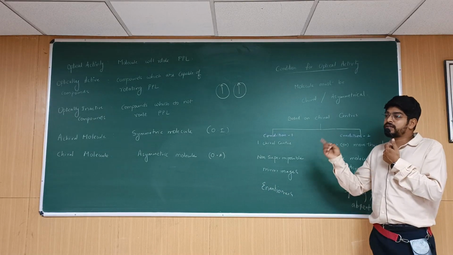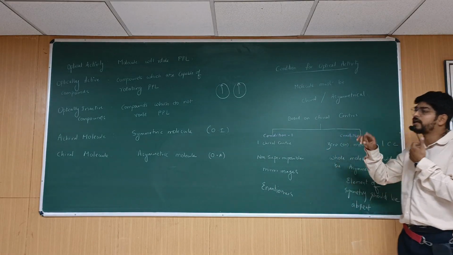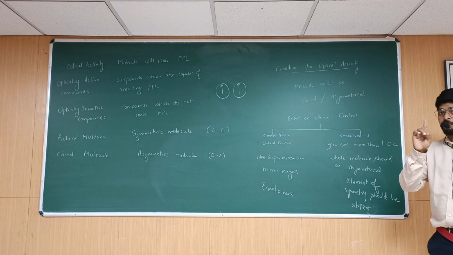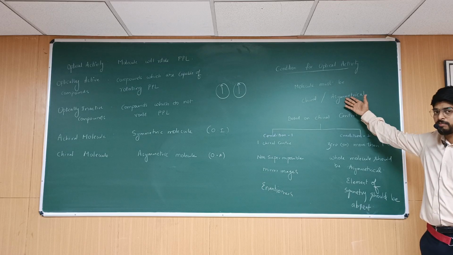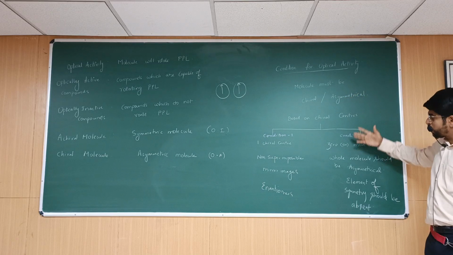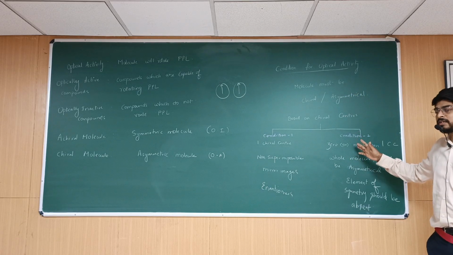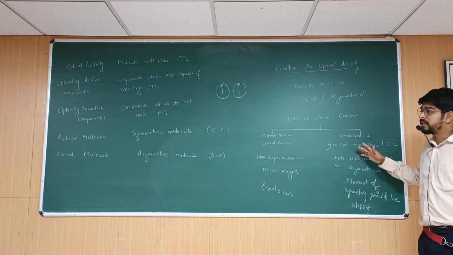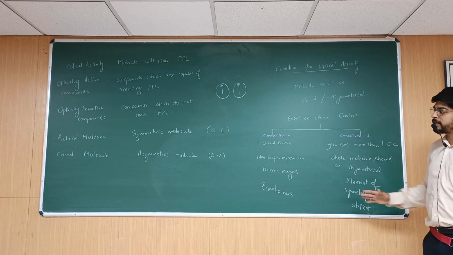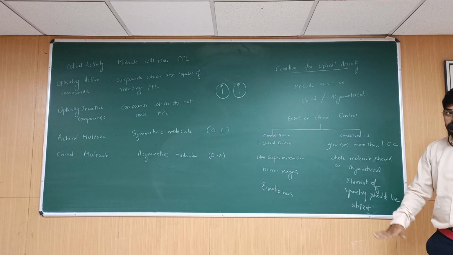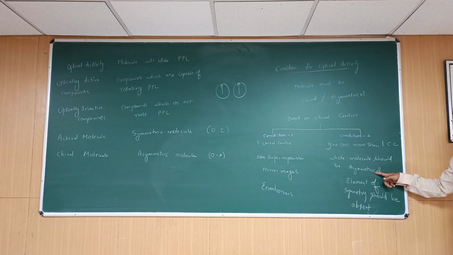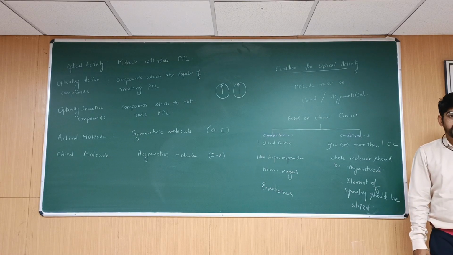If more than one chiral center is there, or 0 chiral centers are there, still the compound can be optically active. But what is the necessary condition? It is nothing but the initial point that we have discussed. That is, irrespective of whether no chiral centers or more than one chiral center is there, the whole molecule should be chiral. That is, the whole molecule should not have any symmetry, that is, it should be asymmetrical. How do you decide whether the whole molecule is asymmetrical? There should not be any symmetry element.